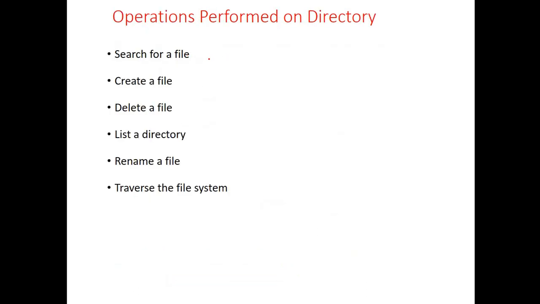Operations that are performed on a file directory. You can search a file within the directory, you can create a file within the directory, you can delete a file from the directory, you can list the contents of the directory, you can rename a file, you can rename a directory, and you can traverse the file system by using the directory hierarchy structure. Similarly, you can search a directory, create a directory, delete a directory, and rename a directory. All these operations are also possible on the directory.